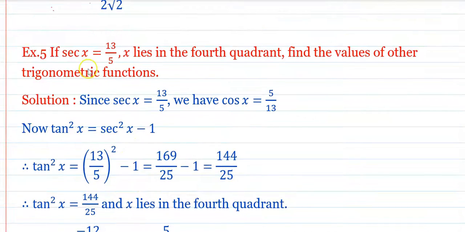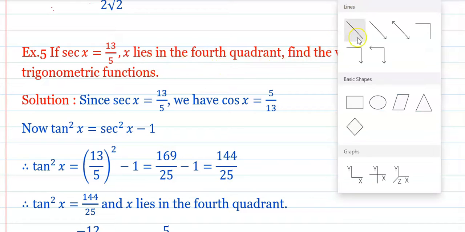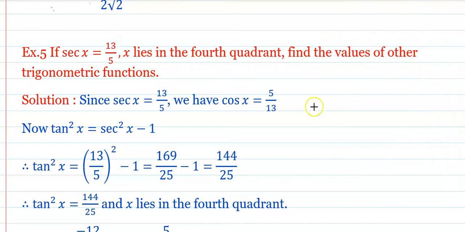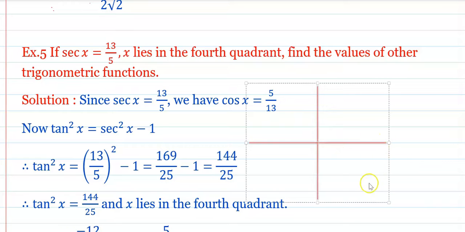Next, sec x is 13 by 5. X lies in the fourth quadrant. And now in the fourth quadrant, okay, cos is positive. Therefore, sec is also positive. In the fourth quadrant. Okay. Find the values of trigonometric functions. Sec x is equal to 13 by 5. Therefore, cos x is 5 by 13. This is a 10th standard problem.